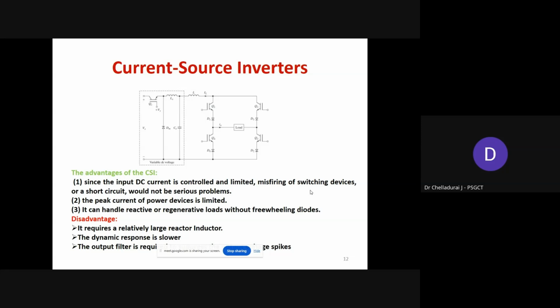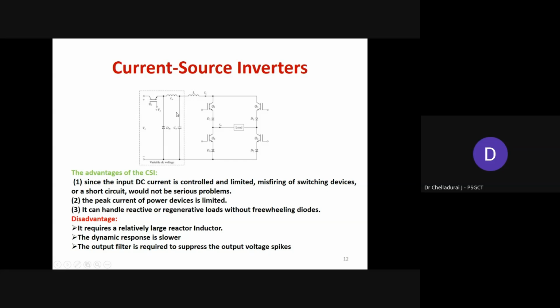The main disadvantage of using this current source inverter is that it requires a relatively large inductor. That is the main problem. See, in this particular circuit, there is one DC to DC converter and then one DC to AC conversion, that is the current source inverter topology with this very high value inductor.